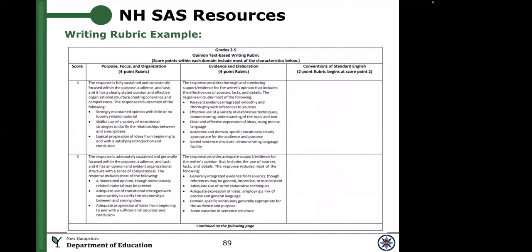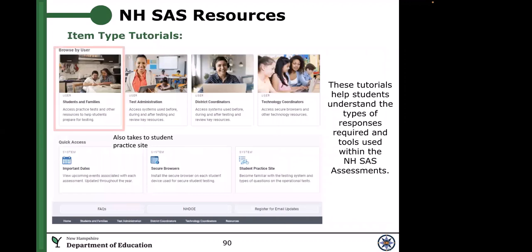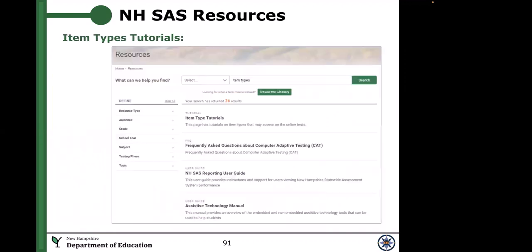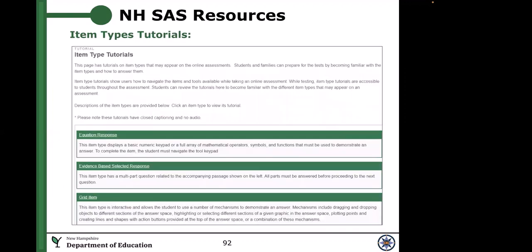These are writing rubrics. I know for math, they're not quite as important, but they're really good tools to be able to have, as well as if you go into the students and families for the item type tutorials, this is where students are able to look at these tutorials, and they can have a little quick video on equation responses or evidence-based selected response or grid items. These tutorials are really helpful in helping students understand how to navigate some of those types of problems.